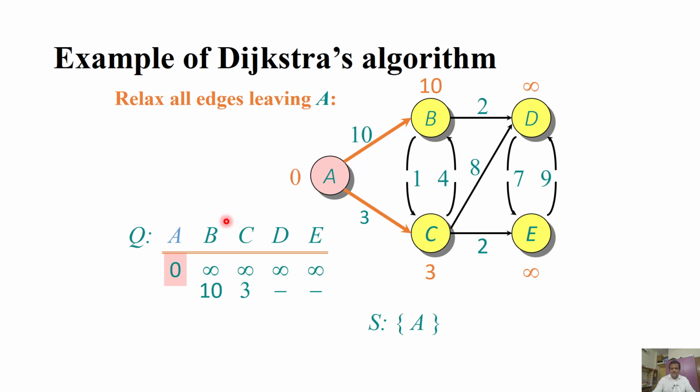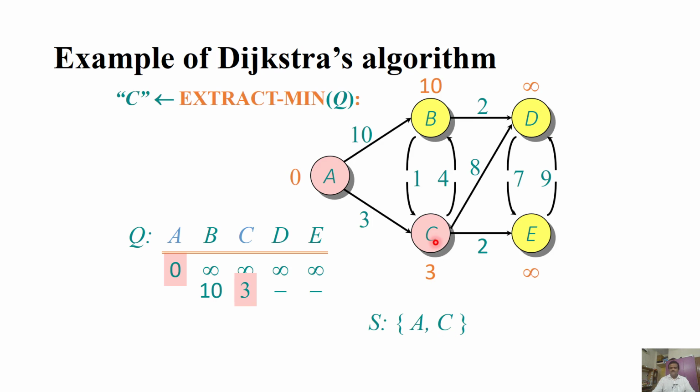Now again we check whether Q is empty or not. Q is not empty, we have 4 more vertices to go. Then we extract the next minimum from Q. These are all the vertices in Q, these two have key value infinity, and 3 is the minimum. So C will be extracted. C will be our new U, extracted from Q and added to S.